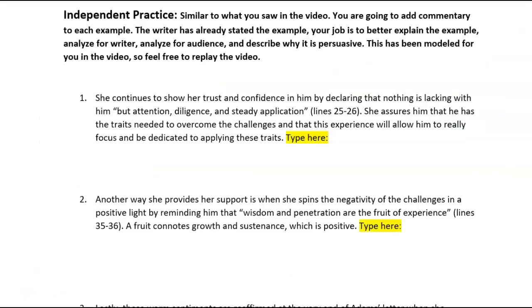Okay, so your job for the independent practice is similar to what you just saw in this video. You're going to add commentary to each example. And the examples are here, 1, 2, and 3. Sorry, the writer has already stated the example. So notice that first checkpoint of stating your example is done. Your job is to better explain the example, analyze for writer, analyze for audience, and describe why it is persuasive. This has been modeled for you in the video, so feel free to replay that video if you need that.